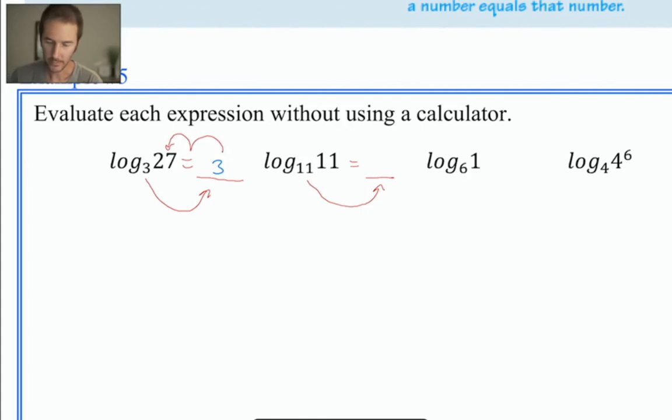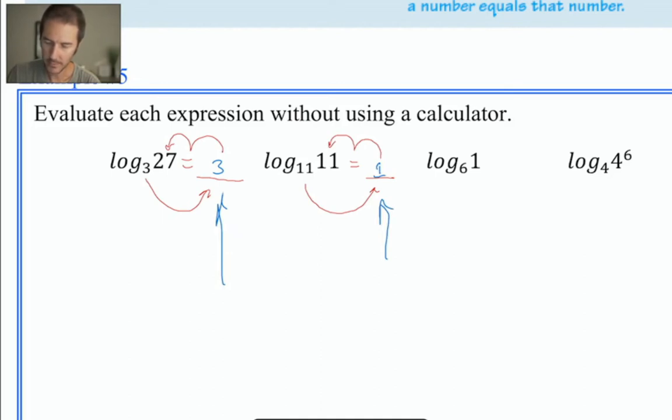Where were we? Let's take that back. 11 to what power equals 11? And the answer is 1. 1 multiple of 11 gives us 11. All right, so the next one, we've had 3 multiples of a thing. We've had 1 multiple of a thing.